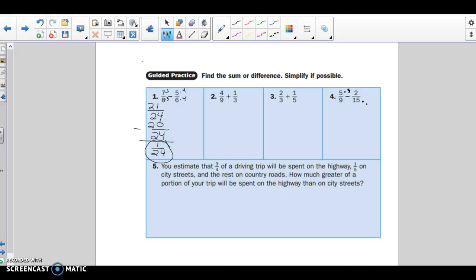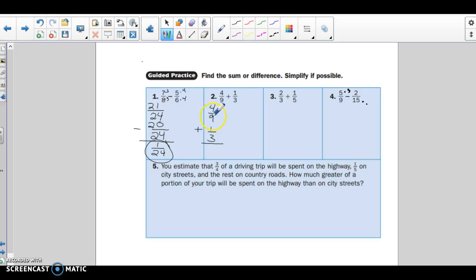Okay, what did you and your partner find to be the least common denominator? 9. So I'm going to rewrite it a little bit differently. I'm going to rewrite the original one, 4/9 and 1/3. Okay, did anyone else do it this way? Okay, I call it going vertical. I did it in my mind.